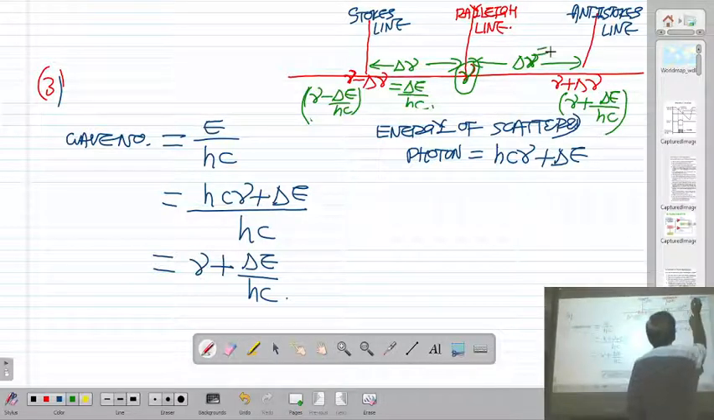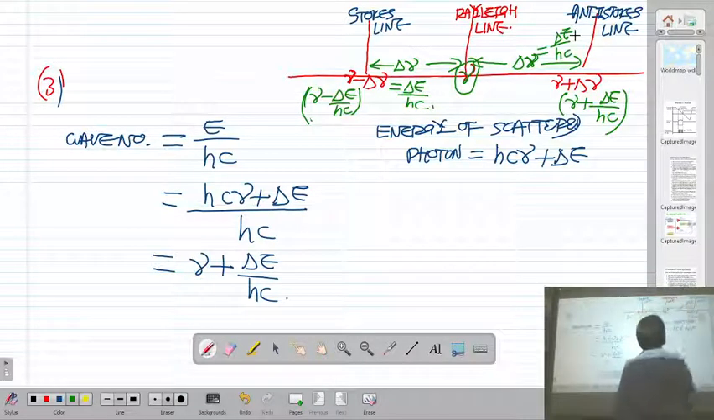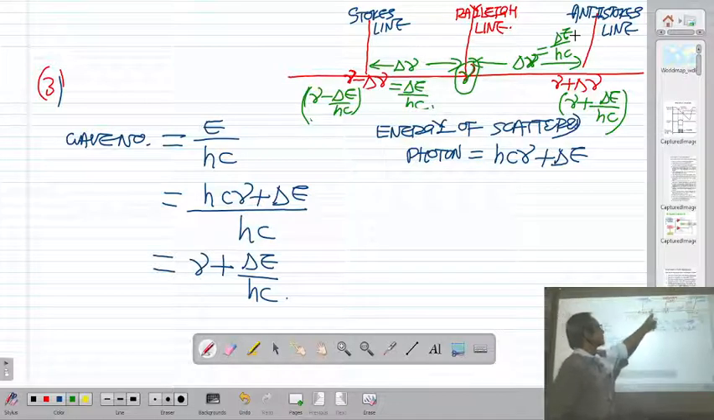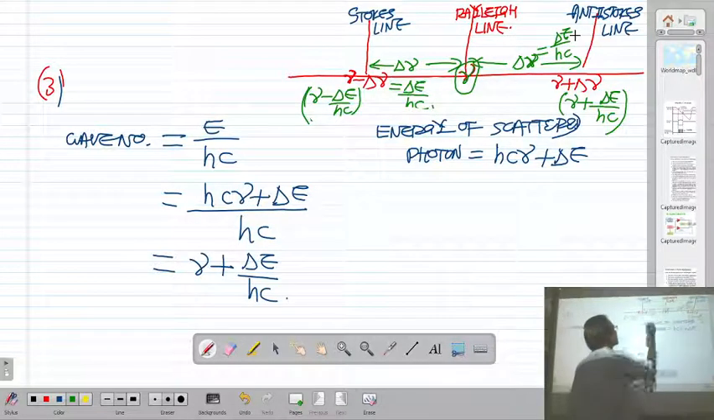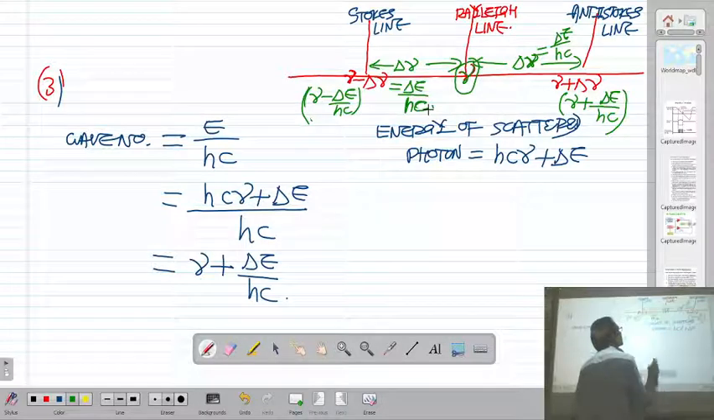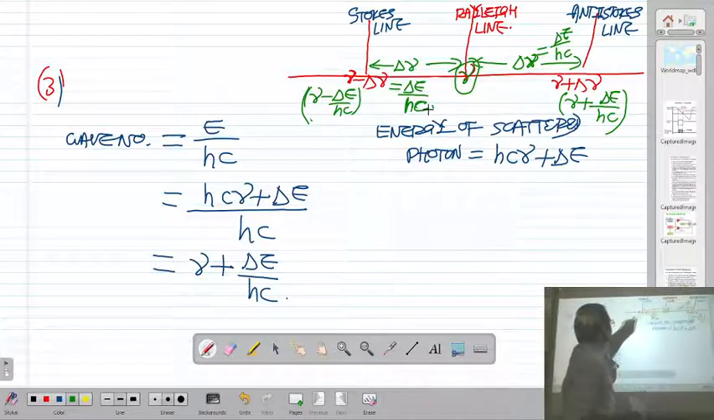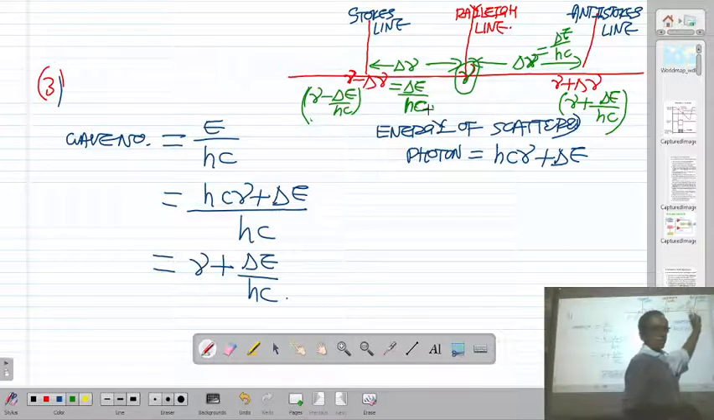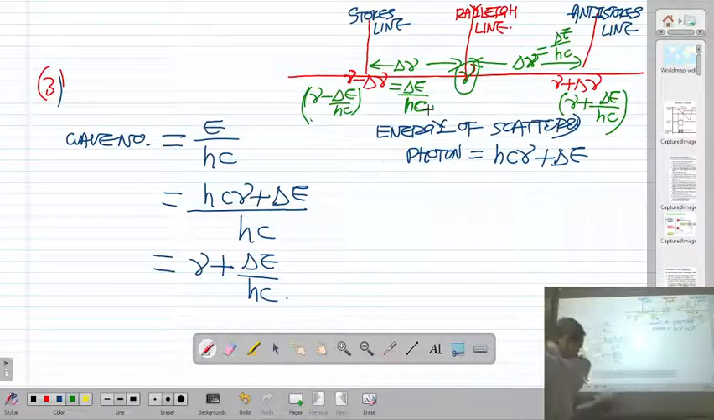So wave number shift delta E is nothing but delta E upon SC. From the Rayleigh line, the Stokes line is situated at delta E upon SC. This is the wave number shift. The wave number of the Stokes line is nu minus delta E upon SC, and the wave number of the anti-Stokes line is nu plus delta E upon SC.